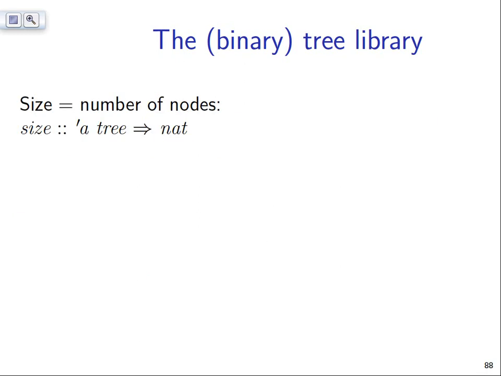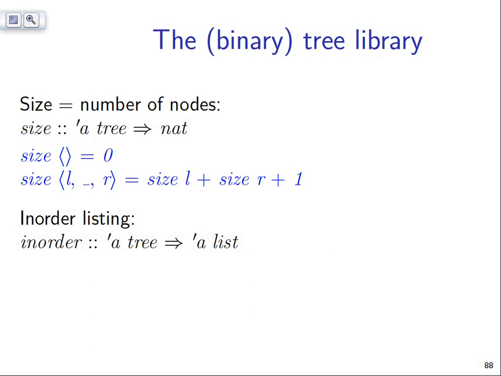And now I will just familiarize you with the basic functions on binary trees that we'll be using in the case study. So first one is size. What's the size of a tree? Intuitively, it's just the number of nodes. So that means the size of the empty tree is 0, and the size of a tree with a node, L and subtrees L and R, is just the size of the two subtrees added together plus 1 for the node. And another important function is in-order listing of a tree.